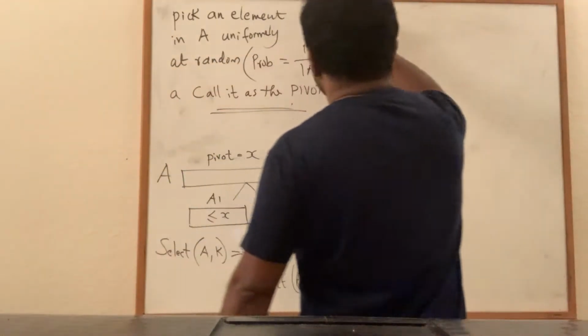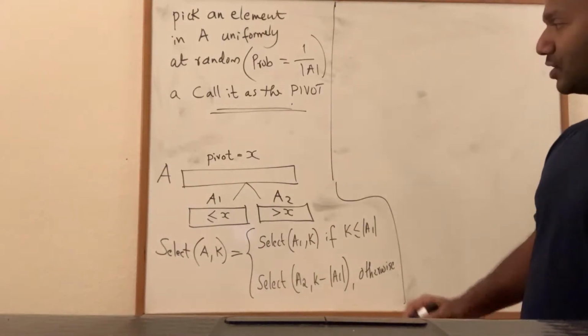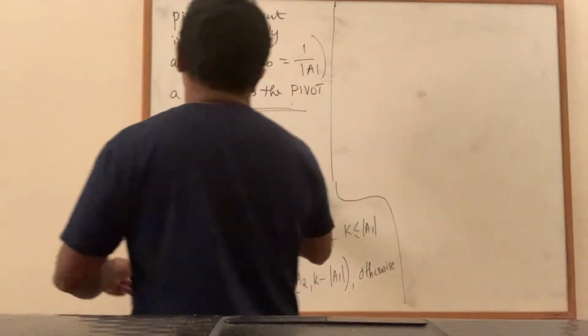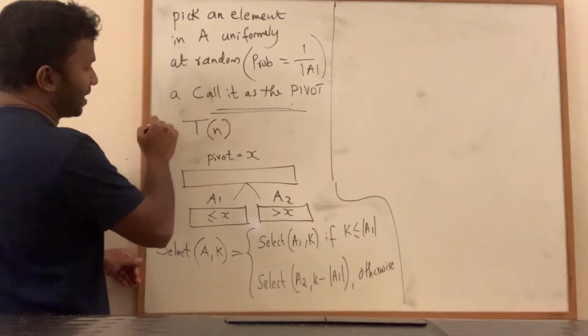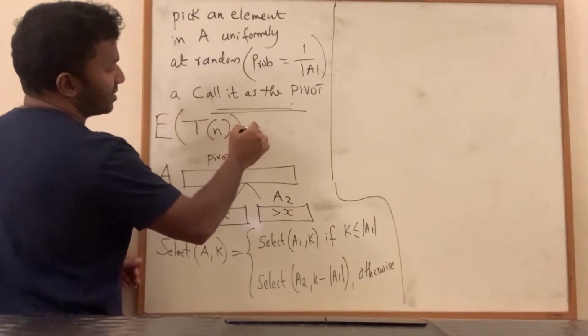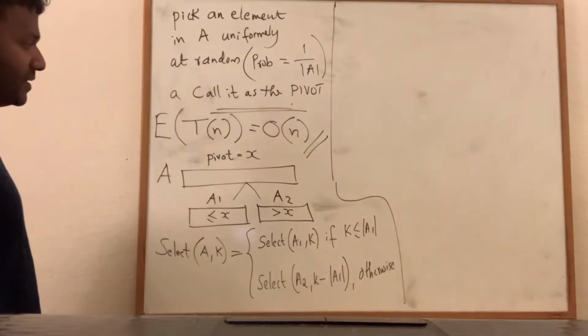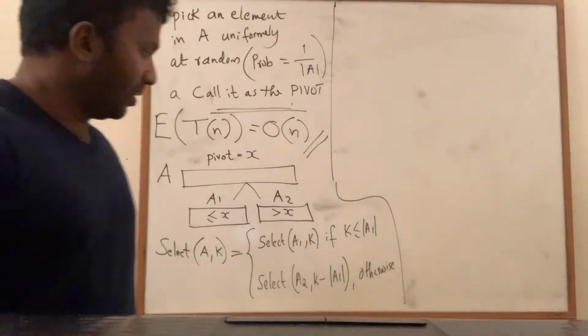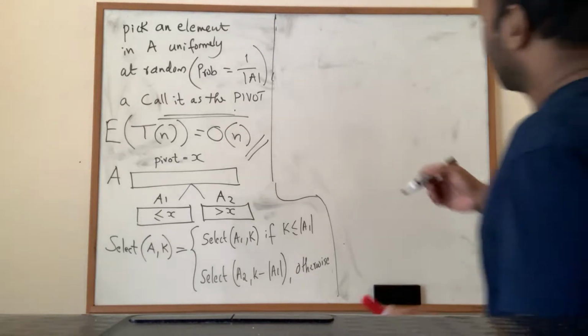Okay? So now the challenge is, how do we prove that this works? In other words, how do we prove that the running time, or the expected running time, is bounded by big O of n? This is the challenge. The proof.